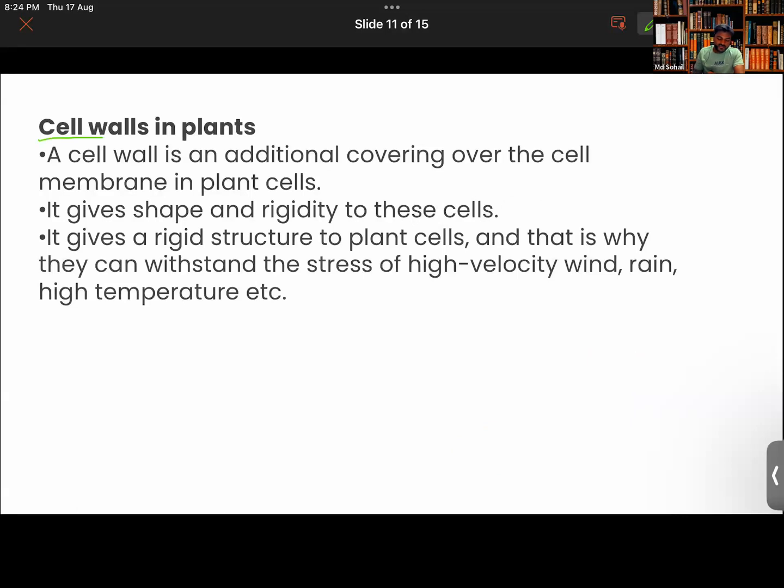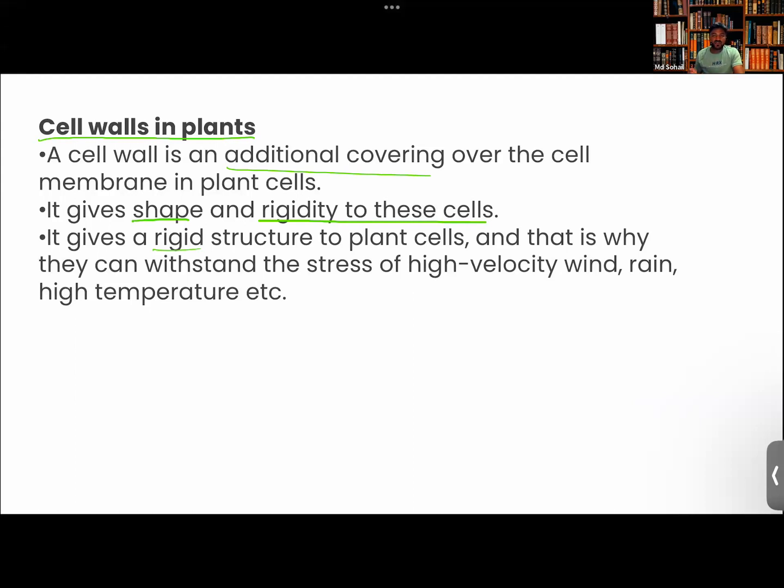Cell wall, as I said, is present only in plants. It serves as an additional covering over the cell membrane, and it provides protection to the plant cells. Also, it gives shape and rigidity to these cells, right? Now, being rigid in nature, that is the reason why plants are able to withstand the stress of high velocity winds, rain, and high temperature.